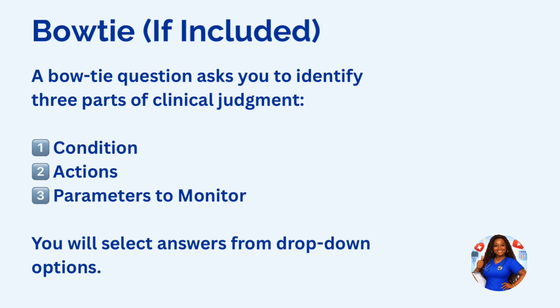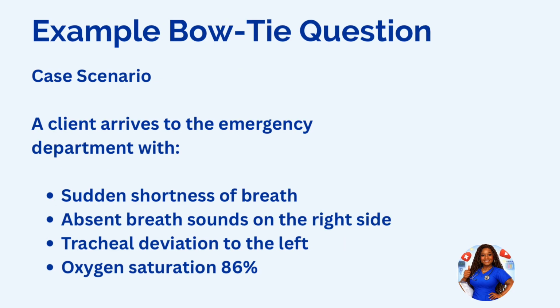Let's talk about one of the newest formats on the Next Gen NCLEX, the bow tie question. It's called a bow tie because the layout on the screen literally looks like a bow tie shape. On the left side, you identify the patient condition. In the center, you select nursing actions. And on the right side, you identify what you should monitor to evaluate the outcome. So, this question is testing clinical judgment from start to finish. In this example, the patient has sudden shortness of breath, absent breath sounds on one side, tracheal deviation, and low oxygen saturation. Continue on the next slide.